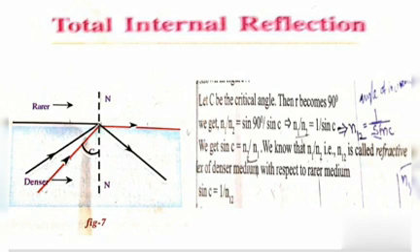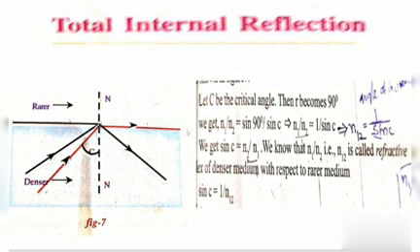Yes, when the angle of incidence is equal to the critical angle, then the angle of refraction is equal to 90 degrees. So what is the relation between the angle of refraction being equal to 90 degrees, the critical angle and total internal reflection? We will discuss this clearly in this chapter.